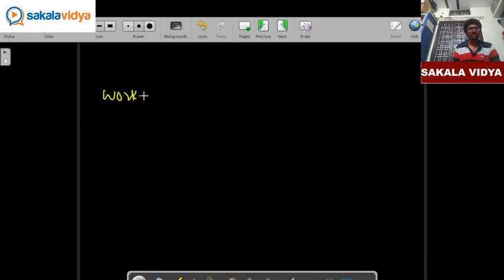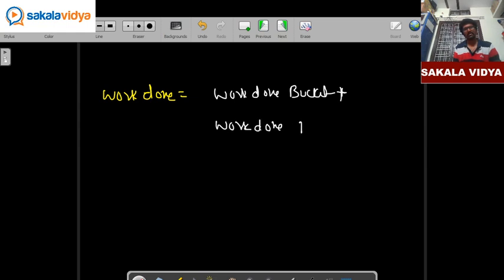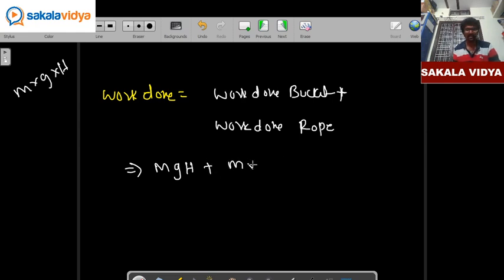Work done is equal to work done by the bucket plus work done by the rope. So what is the work done against gravity? Basic formula, that is mgh. Yes or no? Yes. Whereas in this case, capital M g H is the work done by the bucket itself, plus small m, the mass of the rope, into g into the displacement made by the rope, H by 2.